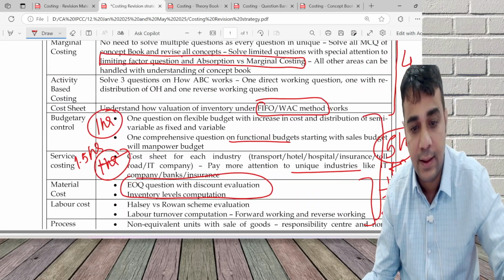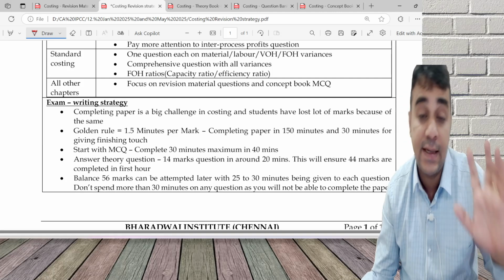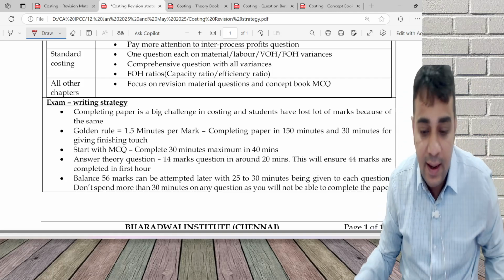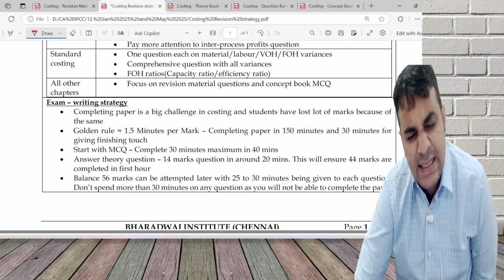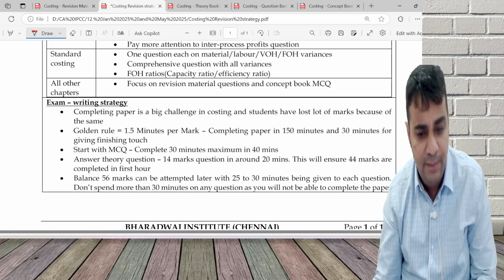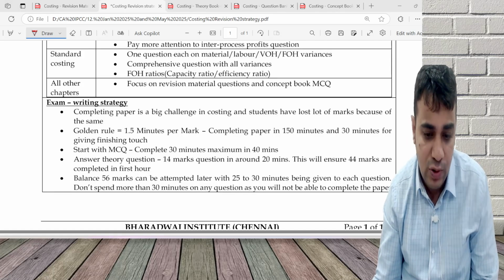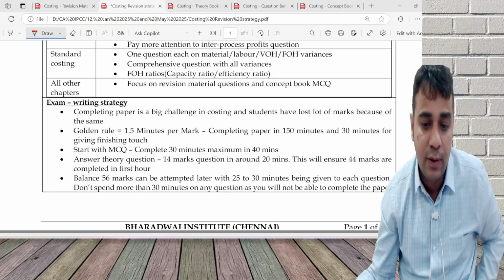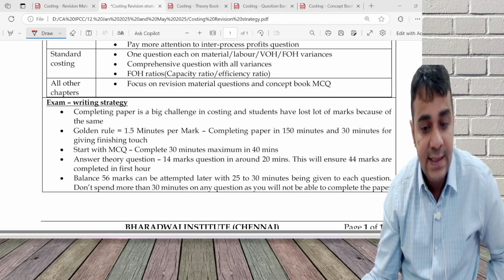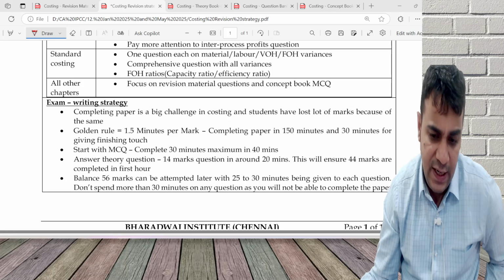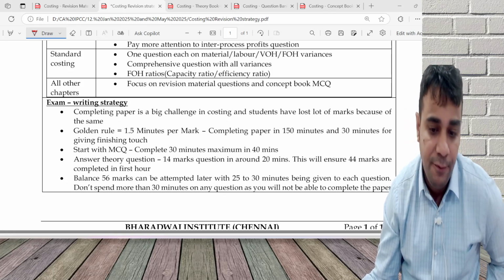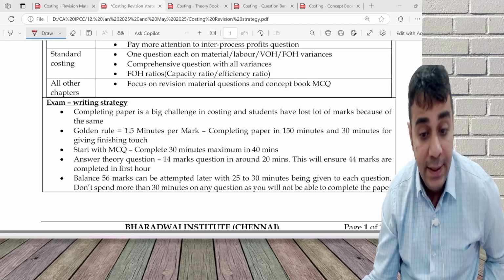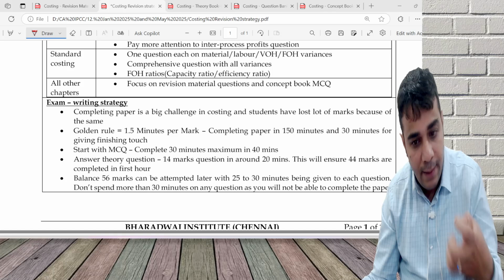Why is it critical? Because this is your exam writing strategy. Completing the paper is an extreme challenge in costing, and students have found it very, very difficult to complete the paper. I know ICAI has set extremely lengthy papers. So completing the paper is very critical.